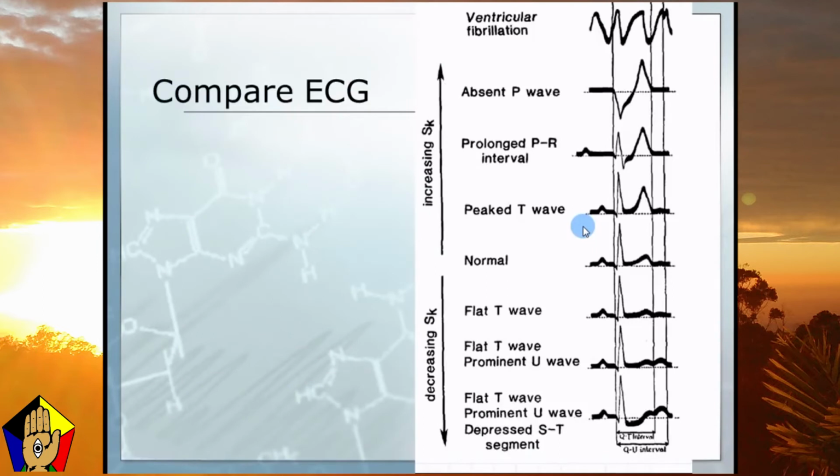And then here you can compare. Here's a normal ECG, and then you can watch in hypo, or decreasing potassium, you see that U wave starting to pop out. Right? When you look at hyperkalemia, too much potassium, you can see the T wave getting more pronounced and more peaked. So those are kind of trademark traits.